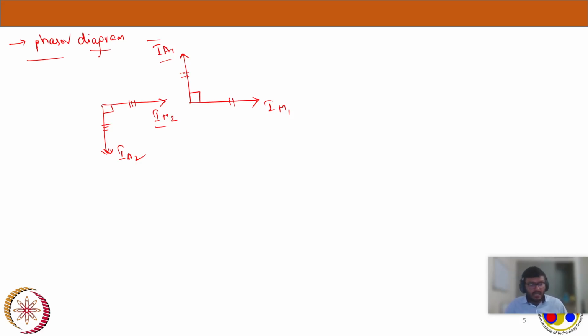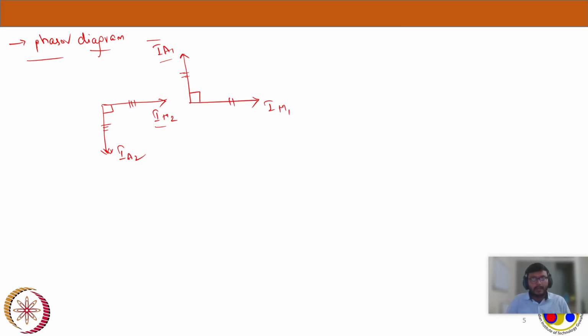If the phase sequence is AM, then my IM2 and IA2 will form another balanced two-phase system, but with the phase sequence reversed. It's MA for them. So my auxiliary winding current will lag the main winding current in negative sequence. That's what we are seeing from the figure. Now, what are some more conclusions we can draw from the figure?